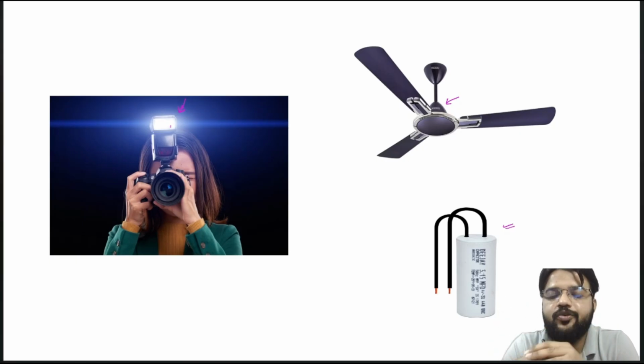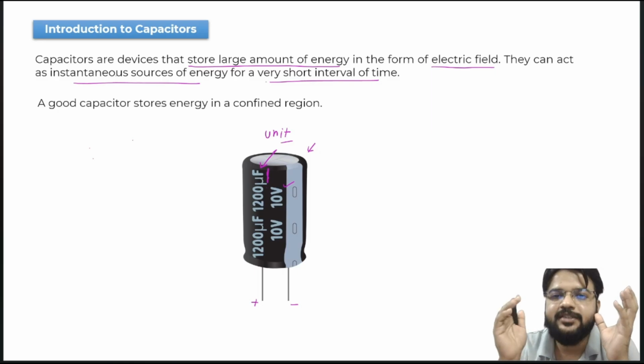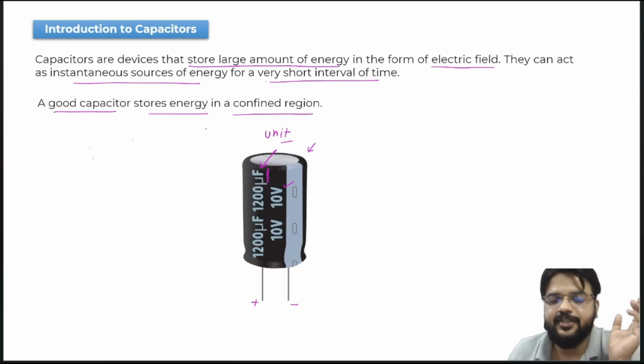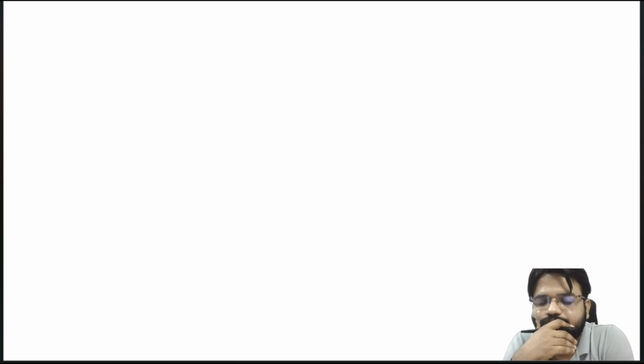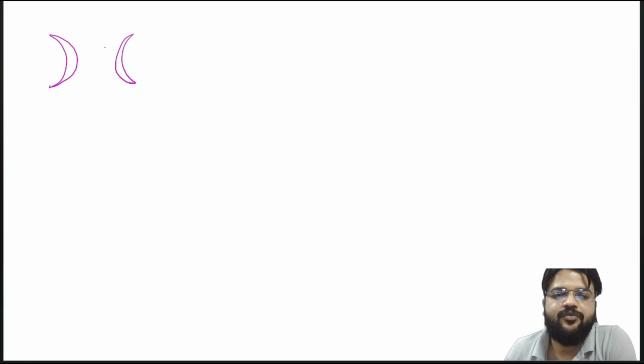Now we will discuss how to make a good capacitor. If you want to make a good capacitor, it should store energy in a confined region. This thing we know, correct? A good capacitor stores energy in a confined region. So if you want to make a good capacitor, what should we do? If I take two conductors and put them at some distance, then it is a capacitor, everyone. Here we have two conductors and we put them at some distance, then it is a capacitor. But whether it is good or not, this we have to check.